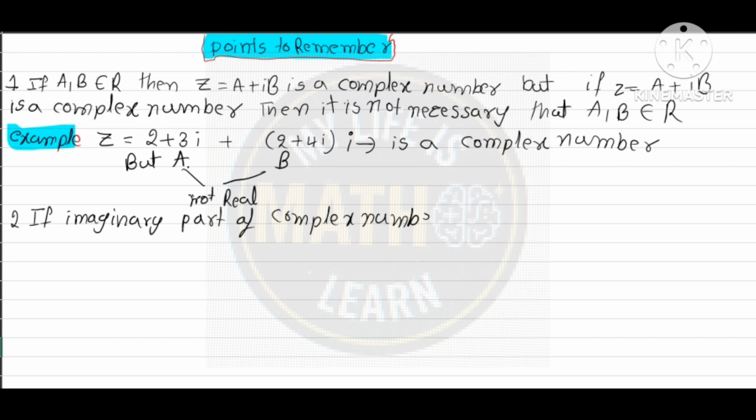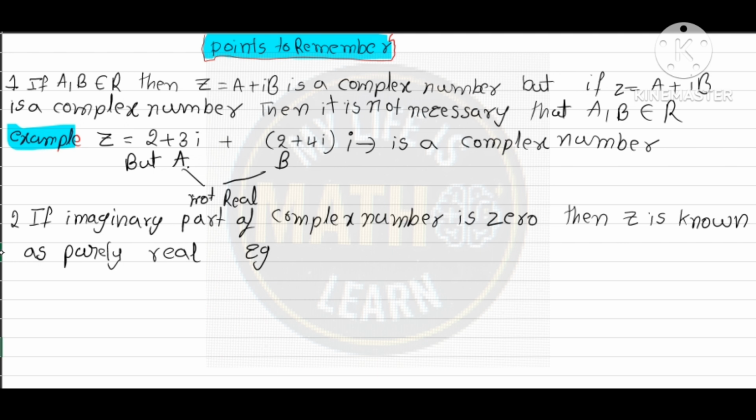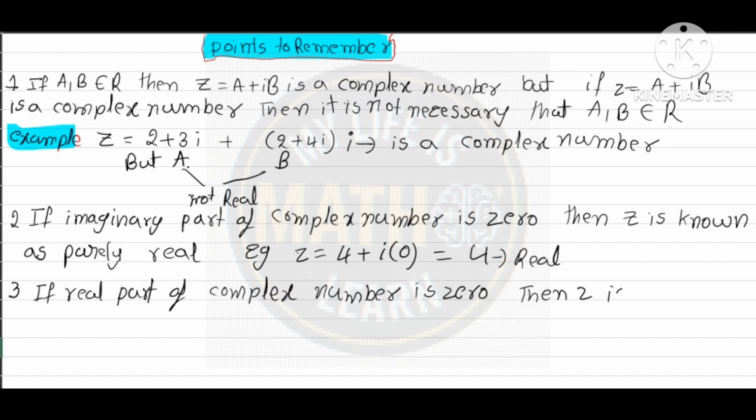If the imaginary part of a complex number is 0, then Z is known as purely real. Example: 4 plus i into 0, that is equal to 4. 4 is real. Next, if the real part of a complex number is 0, then Z is known as purely imaginary. Example: 0 plus 4i, that is equal to 4i. 4i is imaginary.